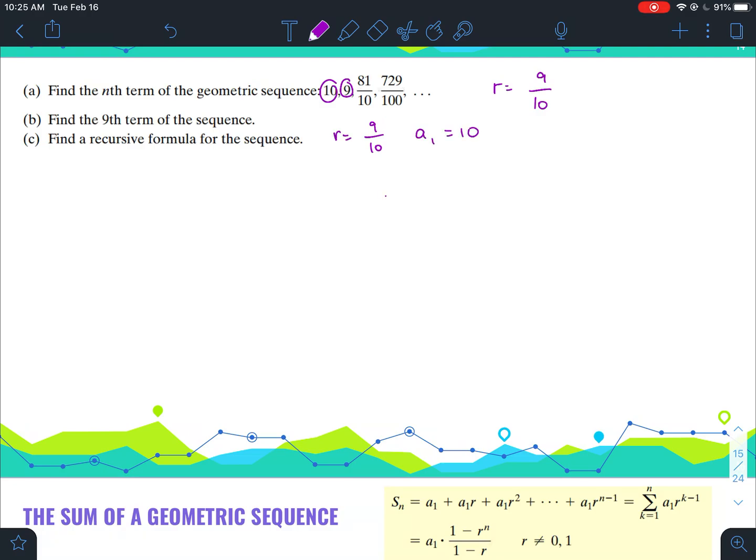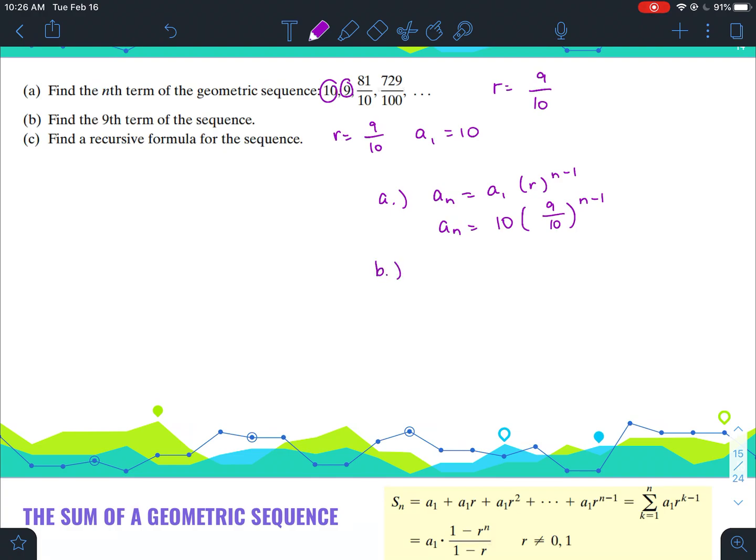So my explicit formula for my geometric sequence would be a sub n equals the first term times the common ratio to the n minus 1 power. So in this case, it's going to be 10 times 9/10 raised to the n minus 1 power. So that is going to be my explicit formula.